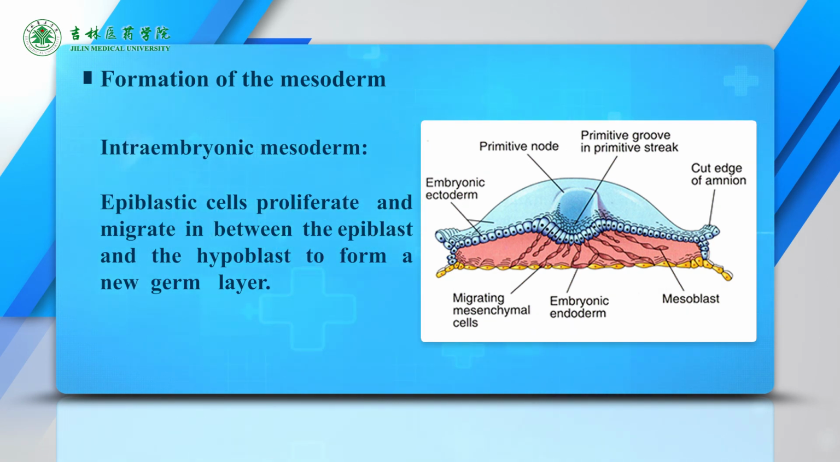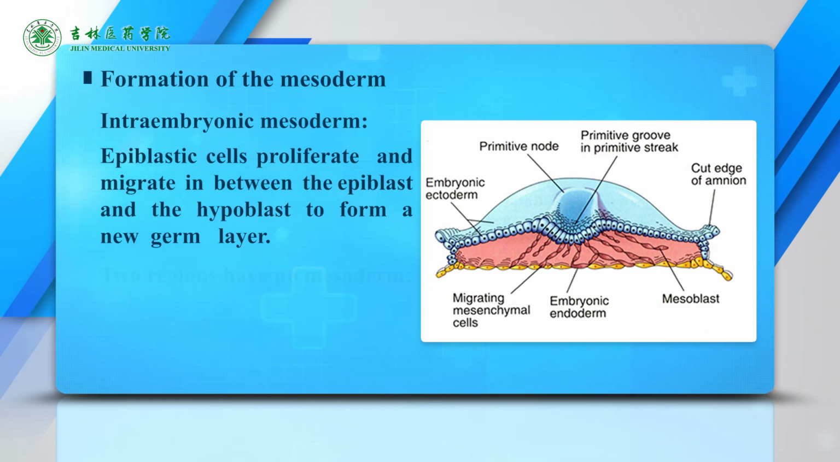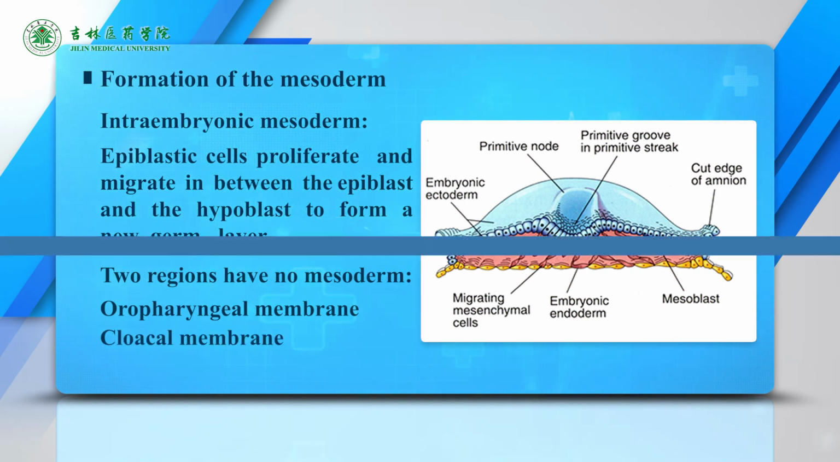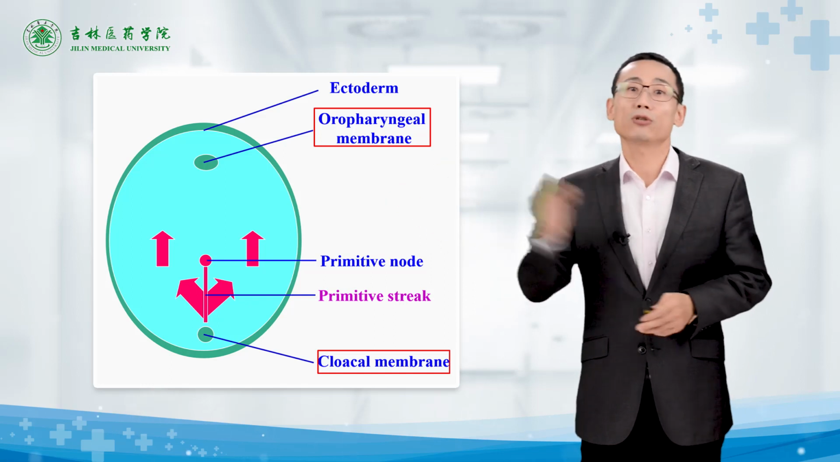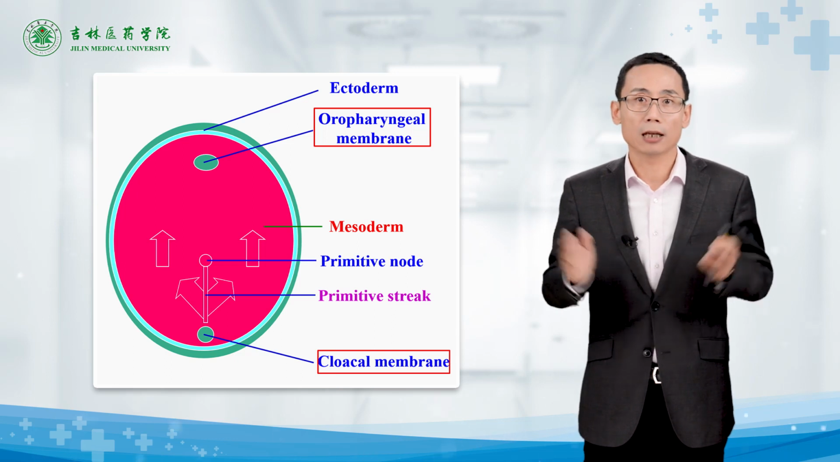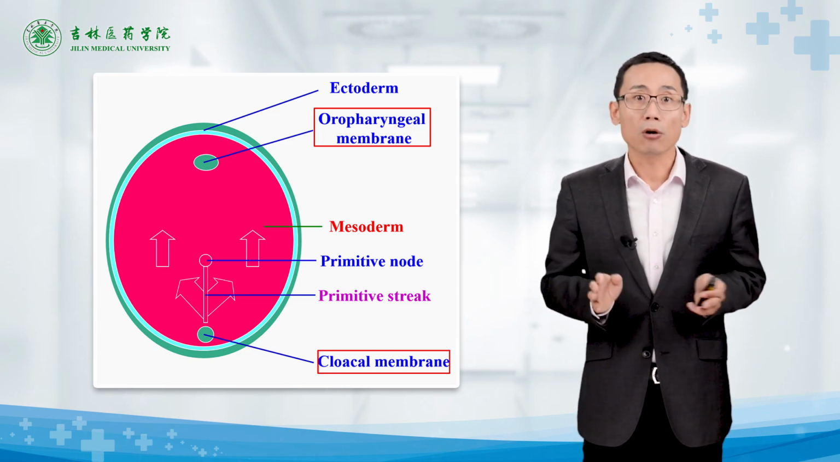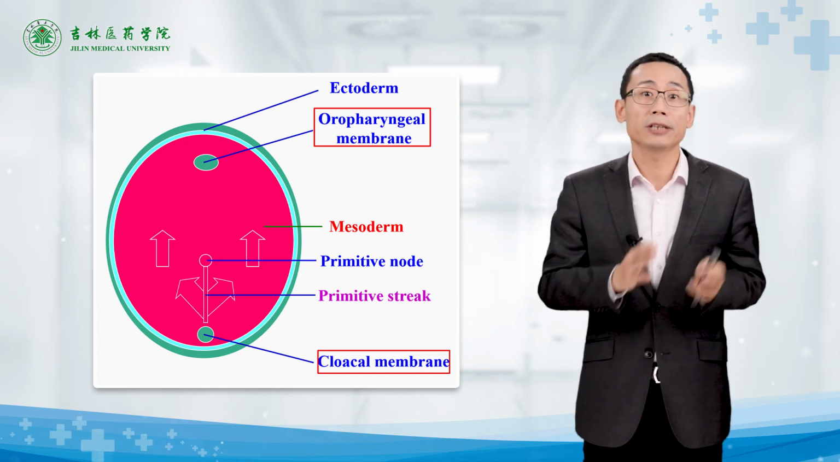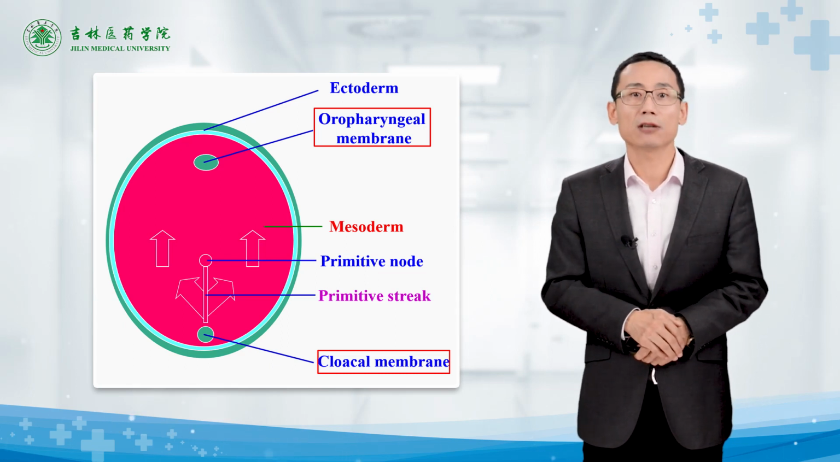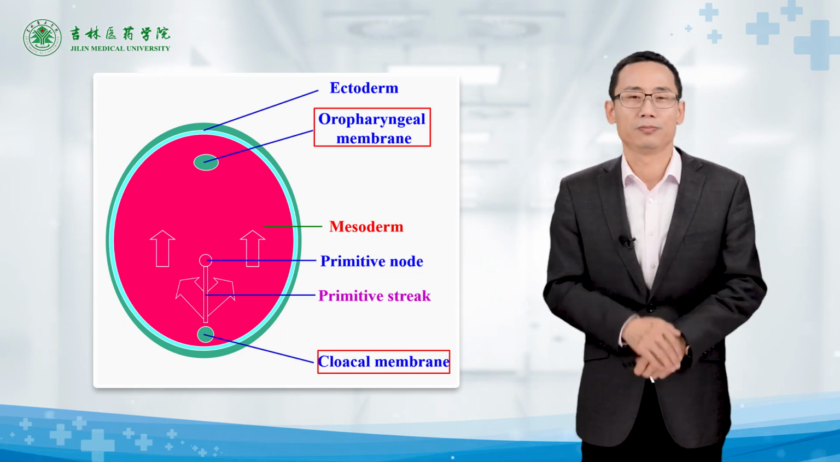Therefore, at the end of the third week, the trilaminar embryonic disc is formed, and all of them originated from the epiblast. Two regions have no mesoderm: oropharyngeal membrane and cloacal membrane. This picture shows you two regions have no mesoderm: oropharyngeal membrane and cloacal membrane. And you can see primitive streak, primitive node. The arrows indicate the directions that cells migrating from primitive groove.